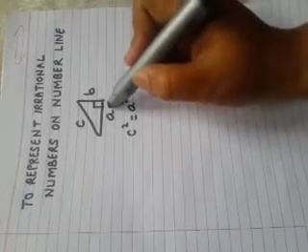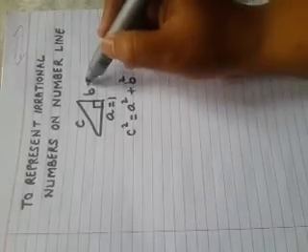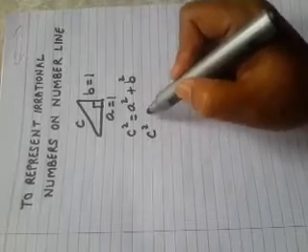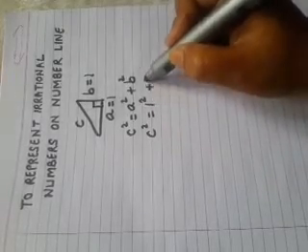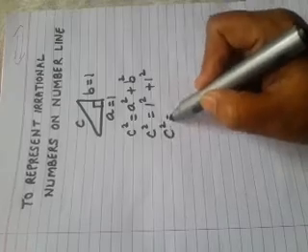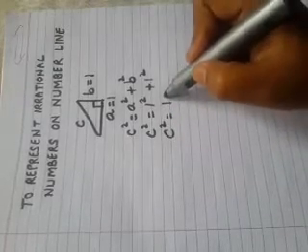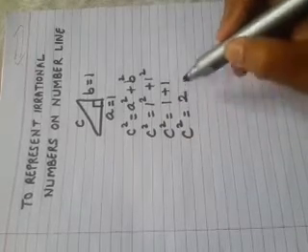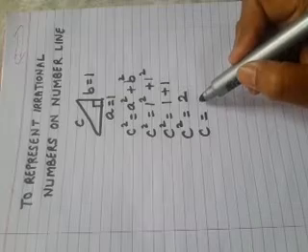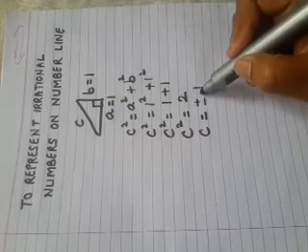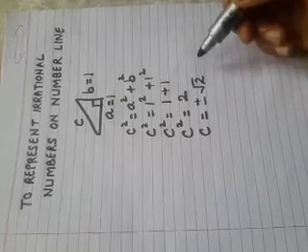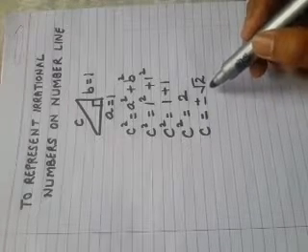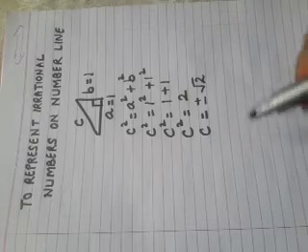Now let us say A is equal to 1, B is also equal to 1, then how much will be C square? C square is equal to 1 square plus 1 square, that is C square is equal to 1 plus 1, or we can say C square is equal to 2, or we can say C is equal to plus or minus root 2. Now here we will be representing root 2 on the number line.